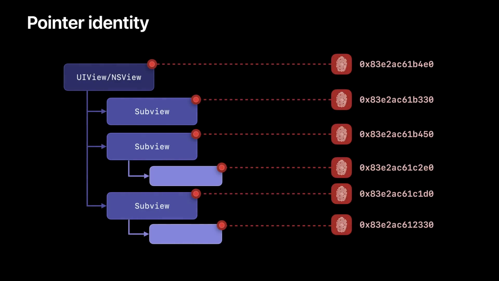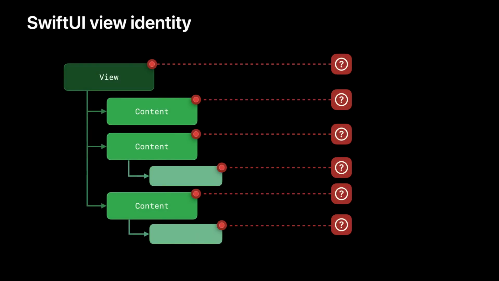The pointer is a natural source of explicit identity. We can refer to individual views just using their pointer, and if two views share the same pointer, we can guarantee that they are really the same view. But SwiftUI doesn't use pointers, because SwiftUI views are value types, commonly represented as structs instead of classes.